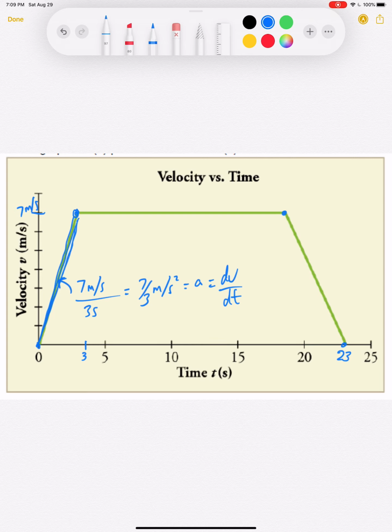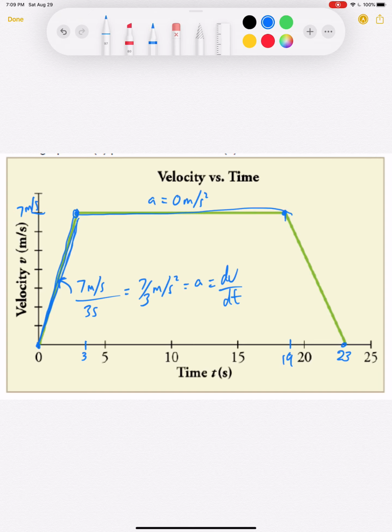So from, it looks like 3 seconds until we get to most likely 19 seconds right here, we have a constant velocity. If your velocity is constant, that implies that your acceleration is equal to 0 meters per second squared. So again, this could almost be like a real life thing. If you were stopped at a stoplight at time 0, well, for say 3 seconds, you accelerate and then you reach the speed limit and then you continue to go the speed limit until a certain amount of time before you have to slow down again because there may be a stop sign or a stoplight, and in this case, that would happen at 19 seconds.